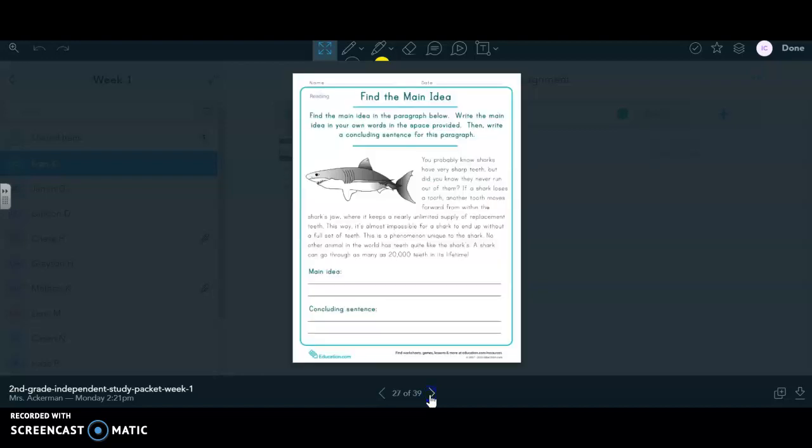Day 5, which is Friday, your last day. You are going to read the paragraph below. Write the main idea in your own words. Remember, main idea is what it's all about. Then write a concluding sentence.